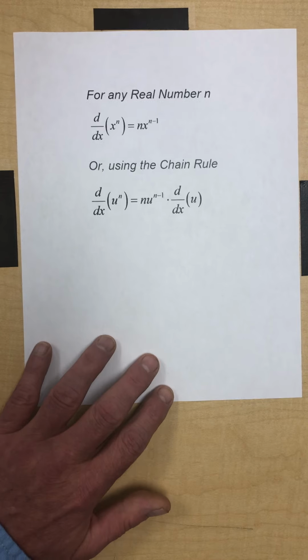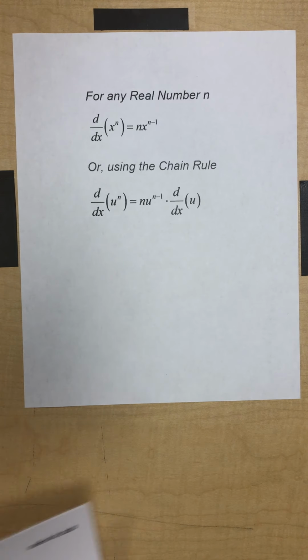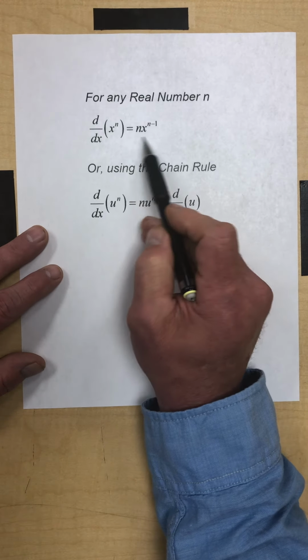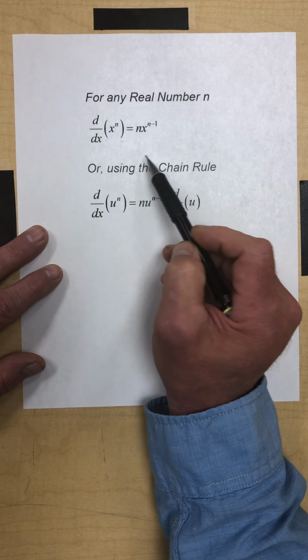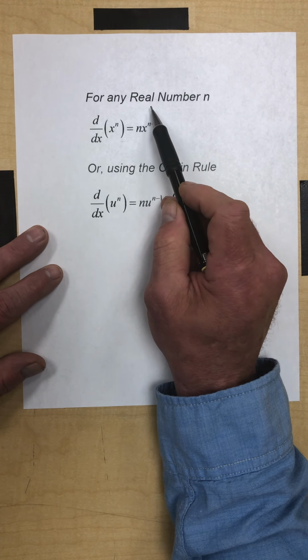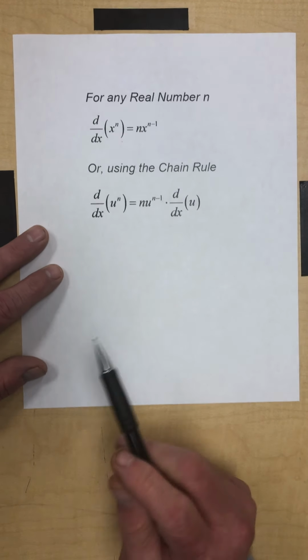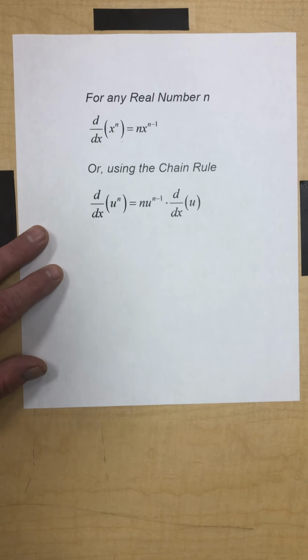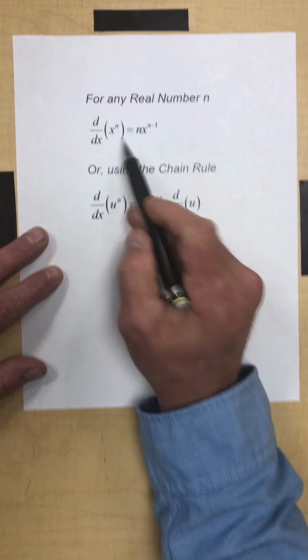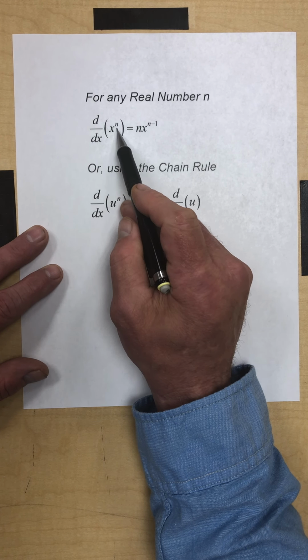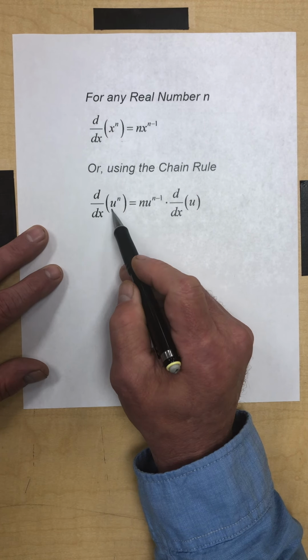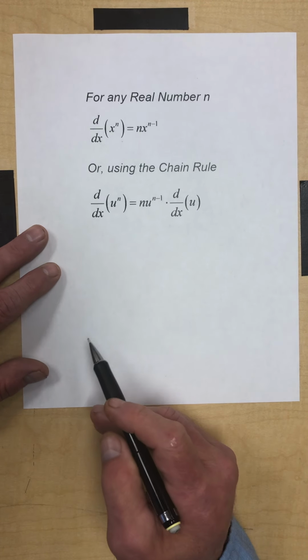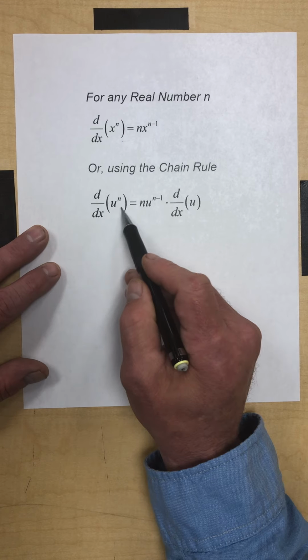You guys had, I think, one problem. They sort of applied this rule last week. You all did a pretty good job of it on the quiz. We've been doing this forever, this one up above. And notice that this works for any real number n. But what if x wasn't just x? What if it was some quantity, some u? How do you deal with that?